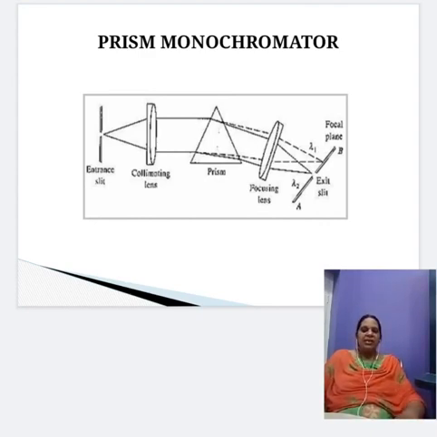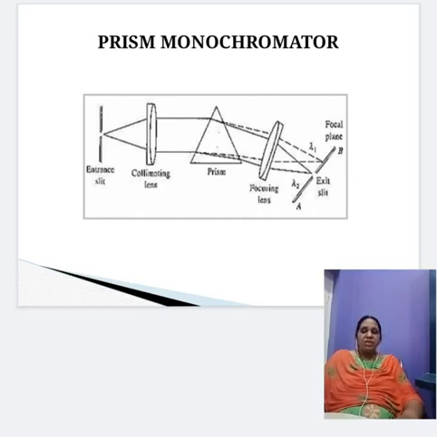The entrance slit is at the focal point of the lens. Remember, the entrance slit is at the focal point of the lens, because we are using a convex lens here. A plano-convex lens is used here. So what is happening? A convex lens is a focusing lens. When any object is placed at the focal point of the lens, what happens? The output ray will be made parallel. That principle is used here. So where are you placing the entrance slit? The entrance slit is placed at the focal point of the lens.